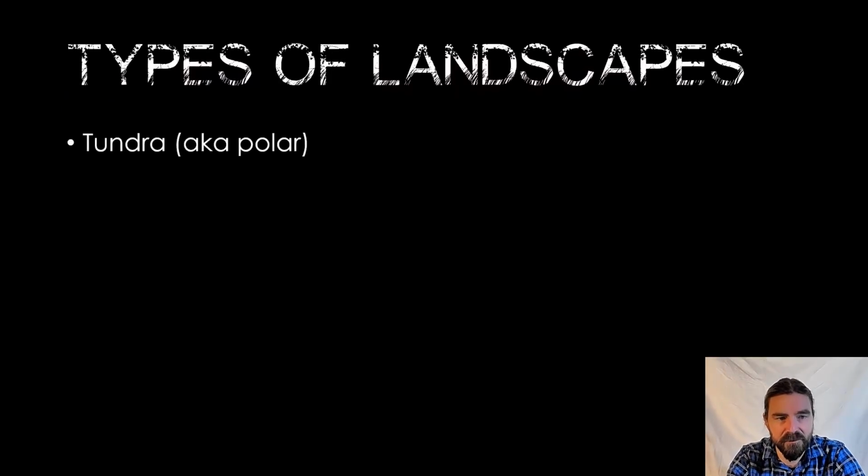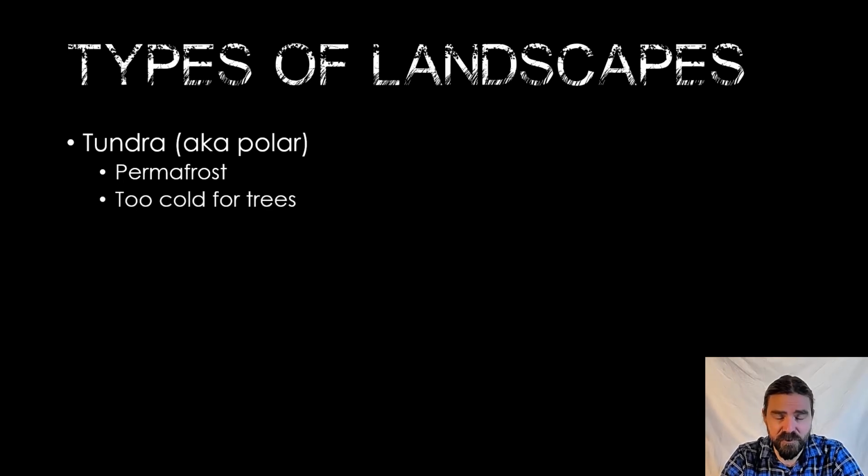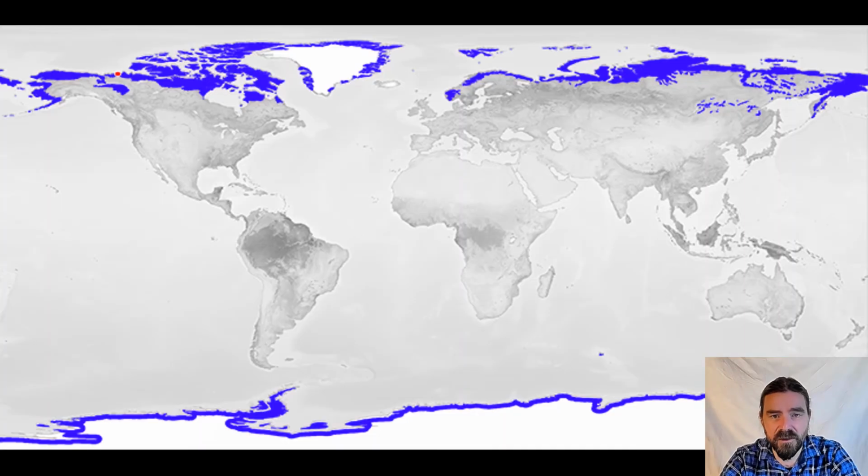Next landscape, tundra. You might also hear it called polar landscape. I prefer tundra. We probably don't know that much about tundra because there is no tundra in Australia, but it's the stuff that's permanently frozen, and the word for that is permafrost. And it's too cold for trees, so you might get little scrubby bushes or whatever, but no big trees. Where is this tundra, I hear you ask? It is right there, so in blue.